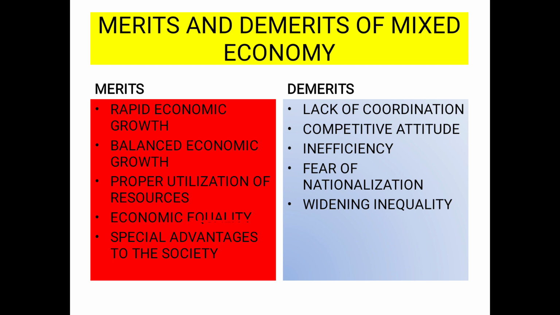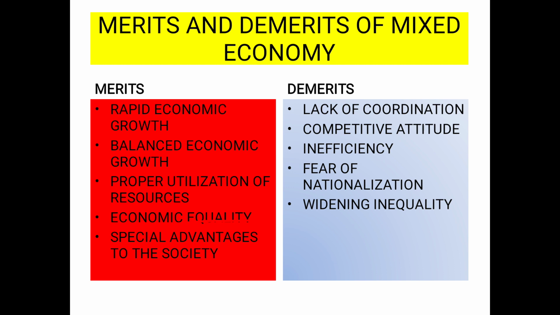Next one is demerits of mixed economy. Lack of coordination. What happens when there are two sectors operating simultaneously, one alongside the other? They do not accept each other. They do not coordinate. They have problems. They have their own views. This has to be solved. So this is supposed to be the greatest drawback that we face in the economy.